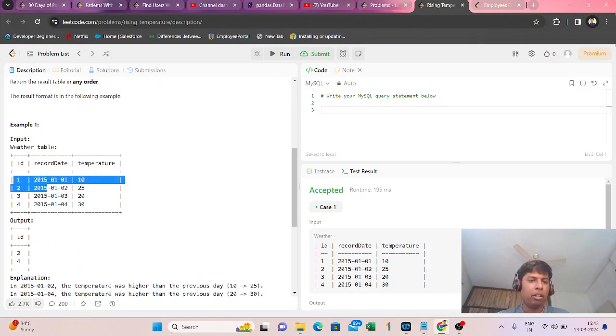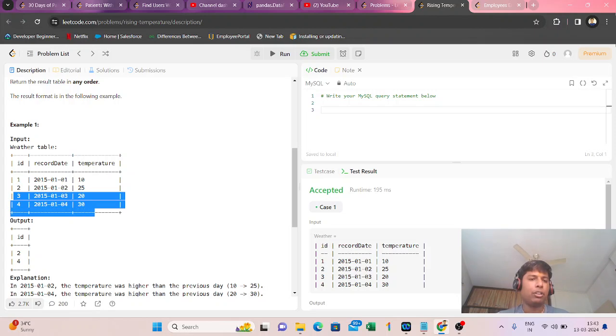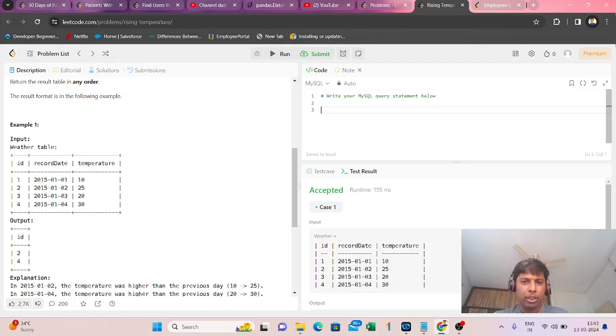We will be comparing a pair of two every time, and we will see if the temperature of the id plus 1 is greater than the temperature of the id minus 1. Suppose you are selecting id 1, then id 2 should have higher temperature than id 1, and only then id 2 would be returned. Considering these two, id 2 has higher temperature, so we return id 2. Id 3 has higher temperature, so we return id 3, and id 4 has higher temperature, so we return id 4. Okay, now let us jump to the coding part.